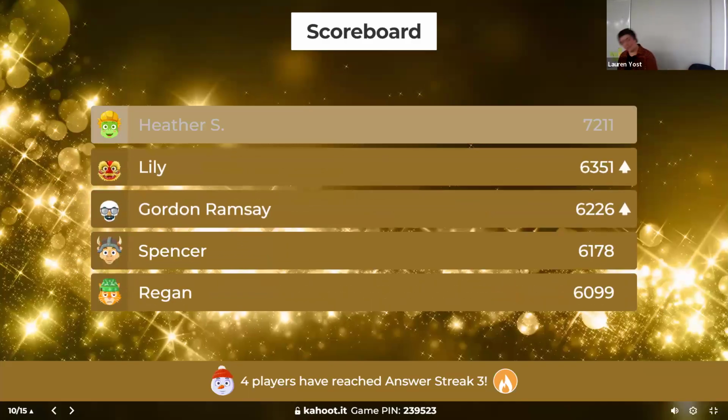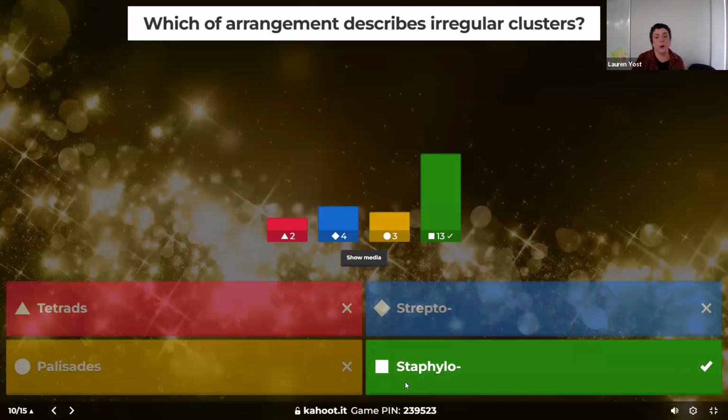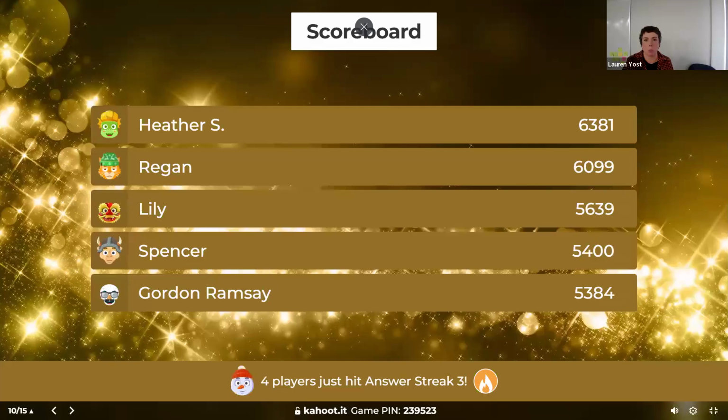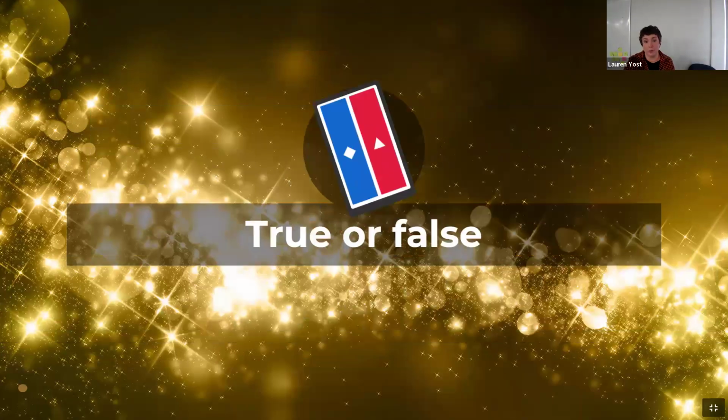All right, so sorry, click past it, but that's okay. We'll go back to it. Staphylo represents the irregular clusters. Strepto, chains. Okay. Palisades, that's our fence posts next to each other, and our tetrads is groups of 4. So those are not irregular clusters, right? Those would be very regular.